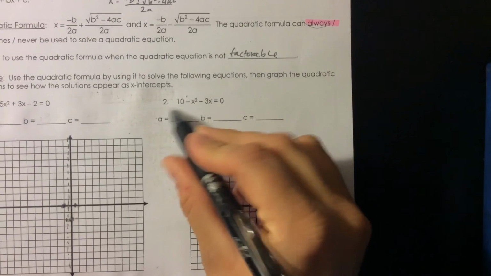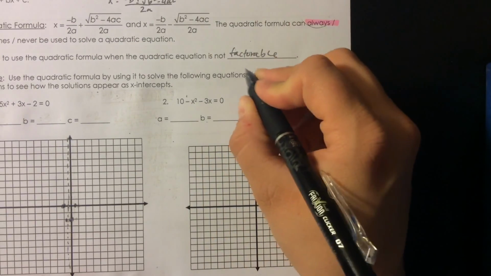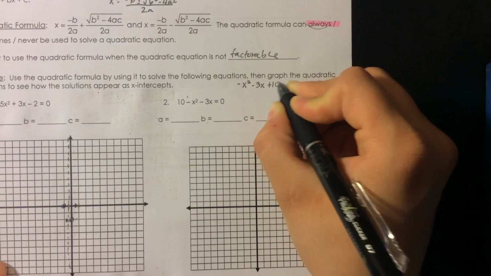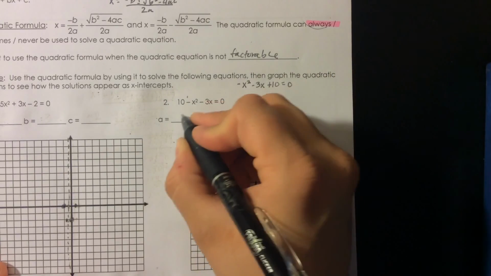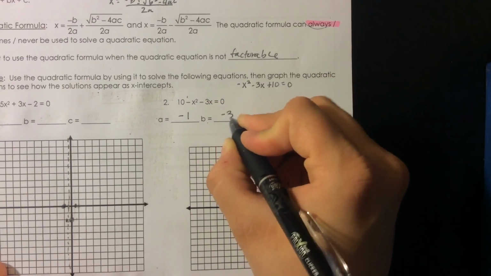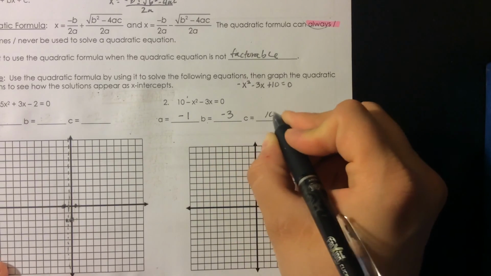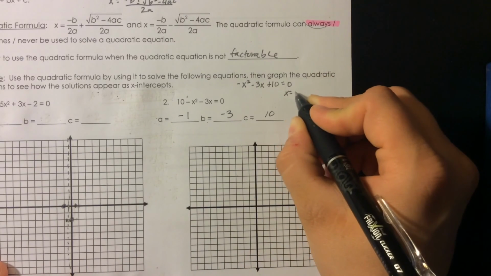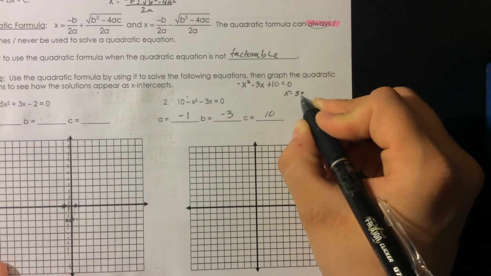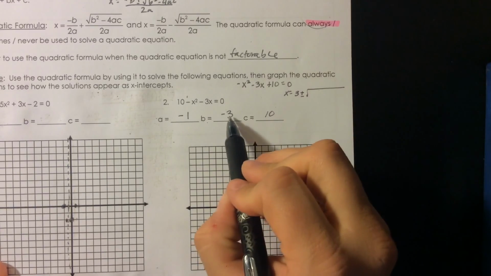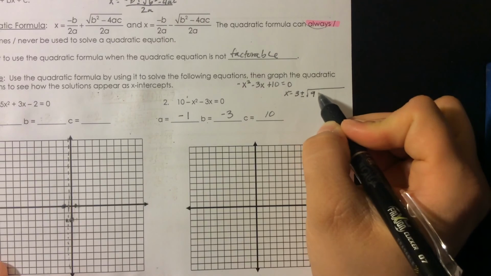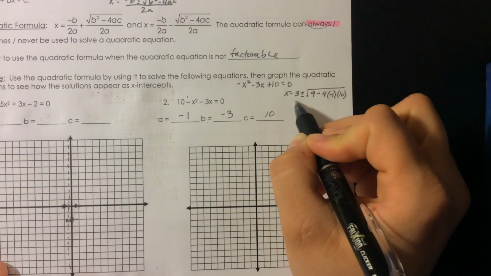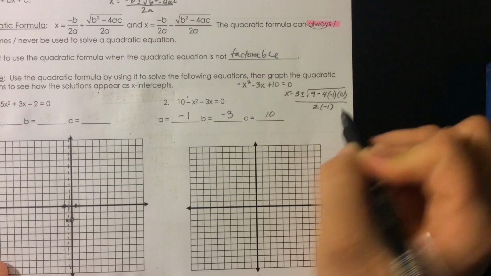So first of all, this needs to be in standard form, so I am going to rewrite it in standard form, and I'll have negative x squared minus 3x plus 10 is equal to 0. Now I know that my a value is negative 1, my b value is negative 3, and my c value is 10. So now I can apply the quadratic formula. So I'll have x is equal to the opposite of our b value plus or minus the square root of b squared. So negative 3 squared is going to be 9, minus 4 times our a value times our c value, all over 2 times our a value.